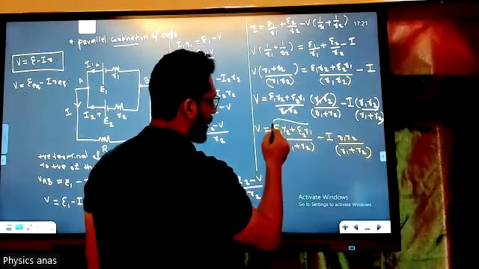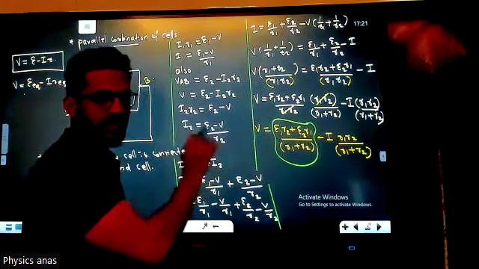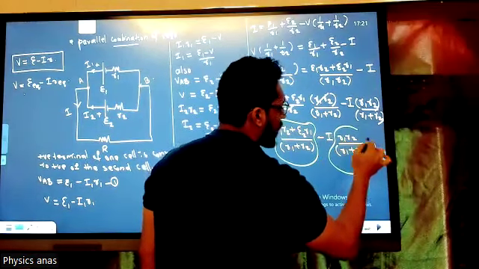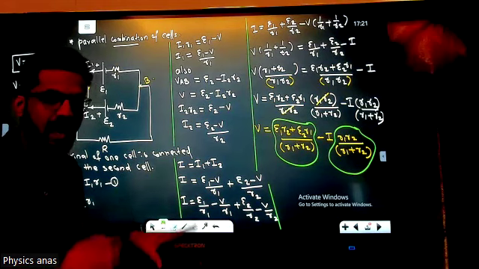What is your E equivalent? This is your E equivalent now. And what is your R equivalent? This is your R equivalent now. You have the equations for both E equivalent and R equivalent now.